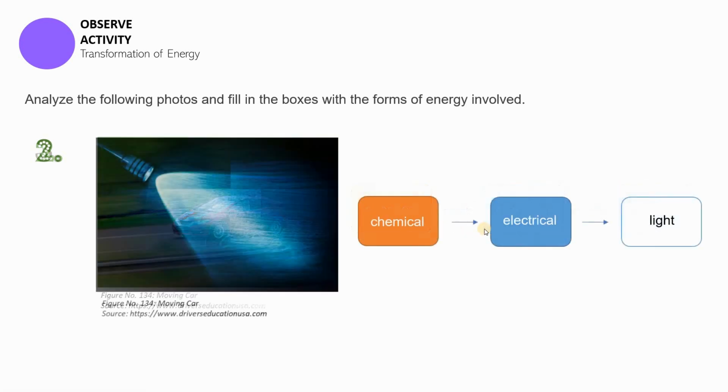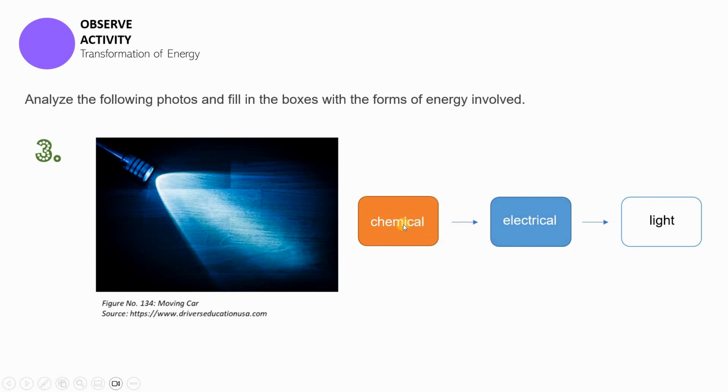And then for the last item, the flashlight starts with the chemical energy coming from the batteries to electrical and then light. Now, if you added thermal energy over here, it's also fine because it is actually a byproduct of this energy transformation. Actually, in most energy transformations, even in the previous one. How many of these did you get? Write your score on the upper right-hand corner of your sheet of paper.